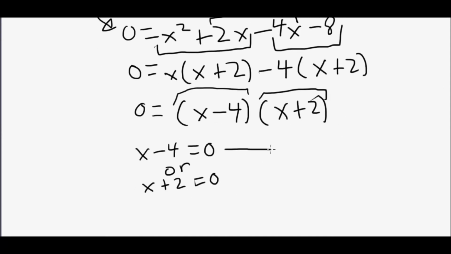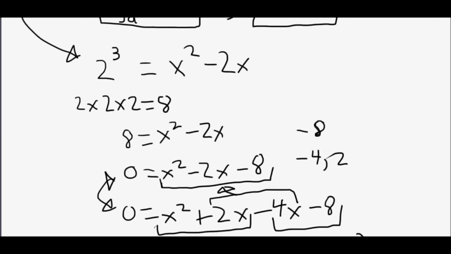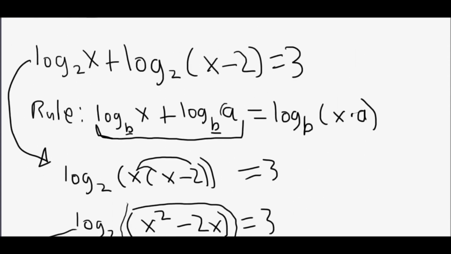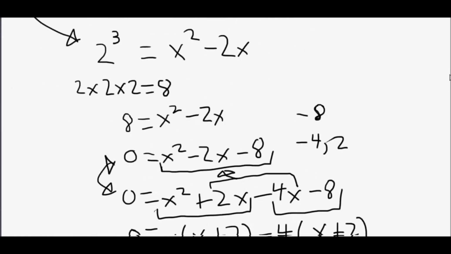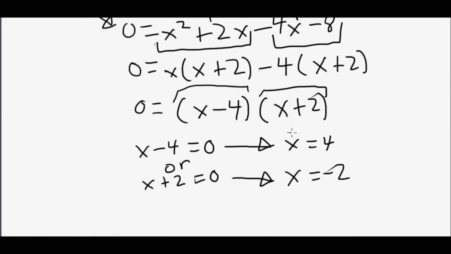So in this case, x is equal to 4, and in this case, x is equal to negative 2, because negative 2 plus 2 is 0, and 4 minus 4 is 0. Now, if you look back to the demands of the question, we see that we're asking for a number that is greater than 2. And this indicates that this is the answer. x is equal to 4. So x is equal to 4 is your answer.